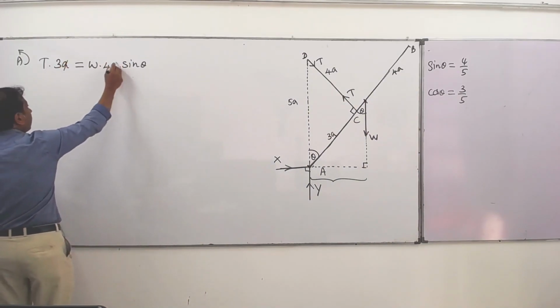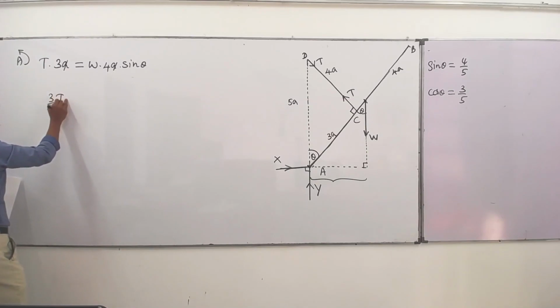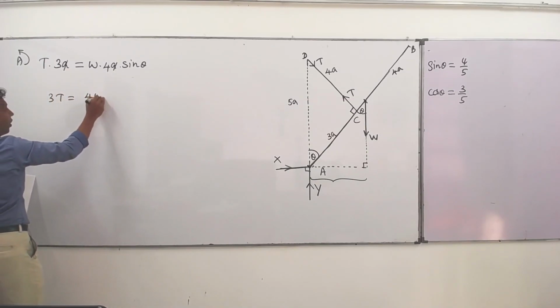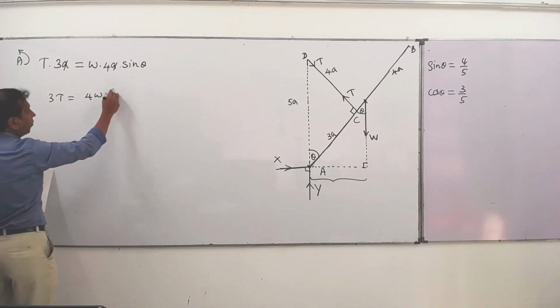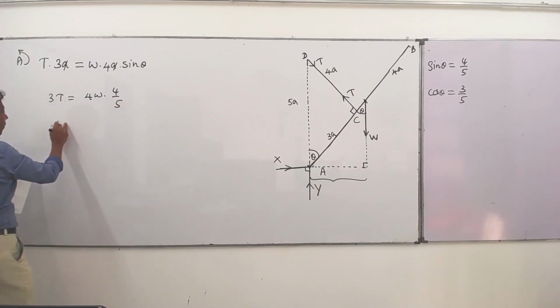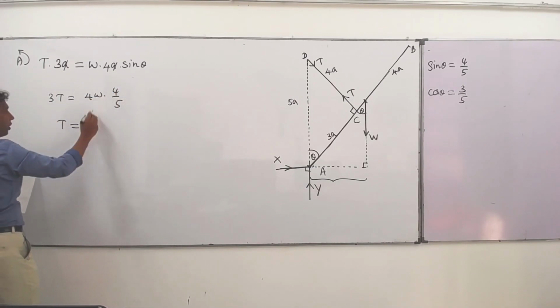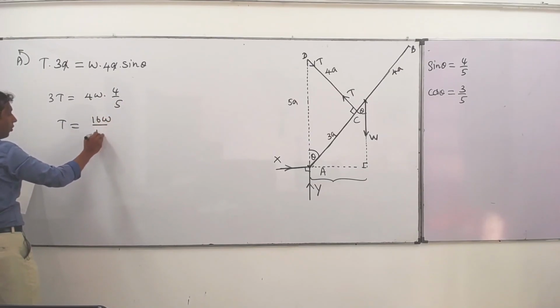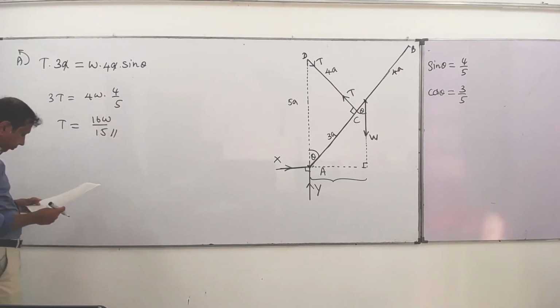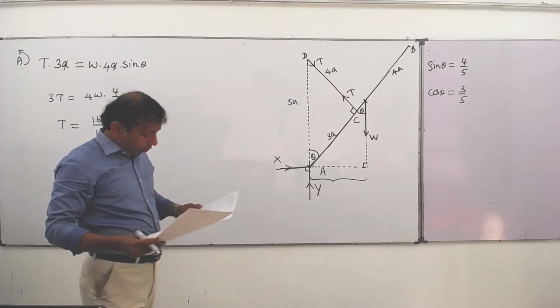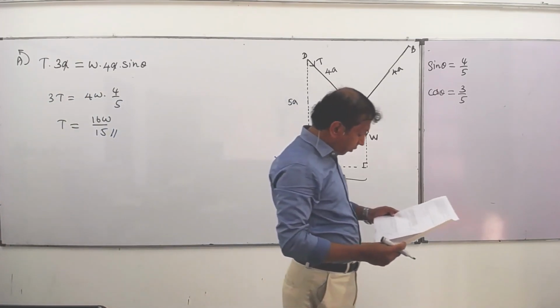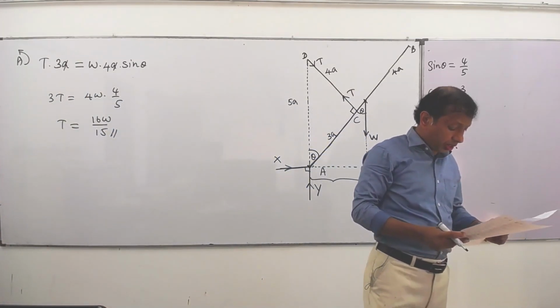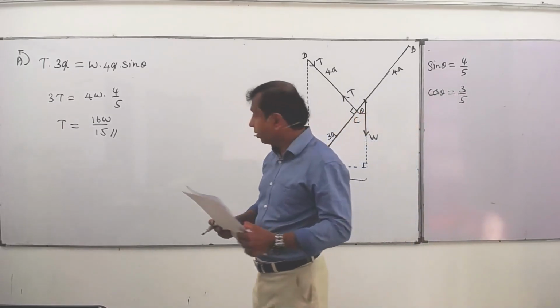A and A you can cancel down. 3T equals 4W sine theta, which is 4 by 5. Then we get T equals 16W over 15. That's correct. Also find the horizontal component of the reaction at T. Asking only the horizontal component.